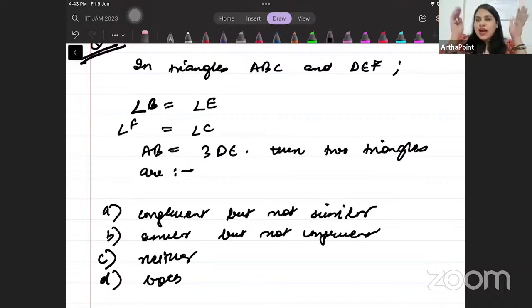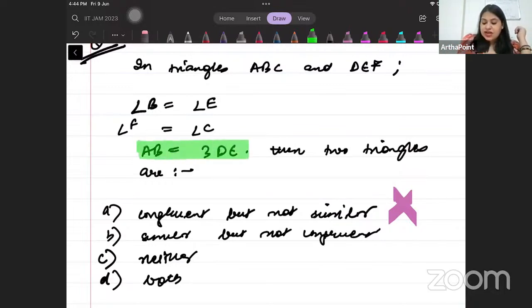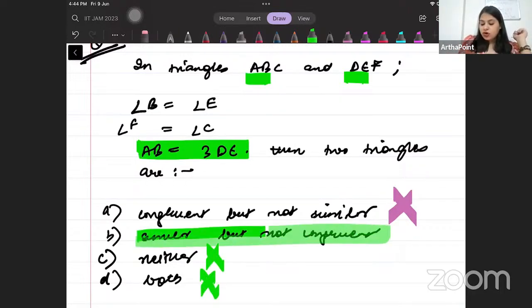Beta, understand the first thing. We studied that if a triangle is congruent, it is automatically similar. That's the first thing I taught you. So that means that this is incorrect. Now just read about it. I can only have congruent triangles if they have the exact same size. But the size is not the same, because AB is 3 times DE. AB is here and DE is here. They don't have the same size. They are in the same proportion, but they don't have the same size. So it is not congruent. So answer will be similar but not congruent.